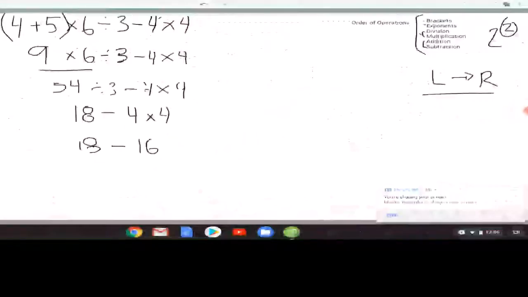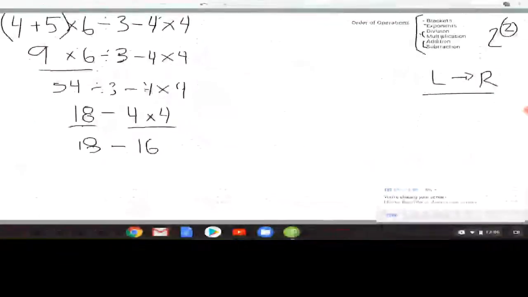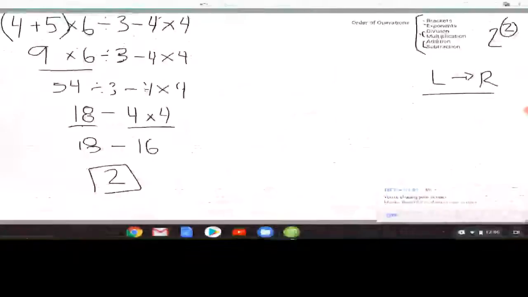So now we have 18 minus 16. So even though 18 was on the left, the BEDMAS rule, the order of operations rule, supersedes the left to right. So we have to do multiplication here before we do what's on the left here. So now we have 18 minus 16. Our answer is 2. And because of the order of operations, everybody should end up with the same answer.